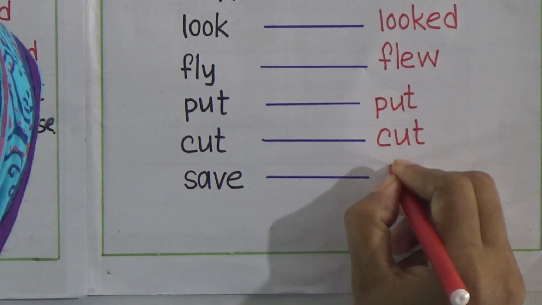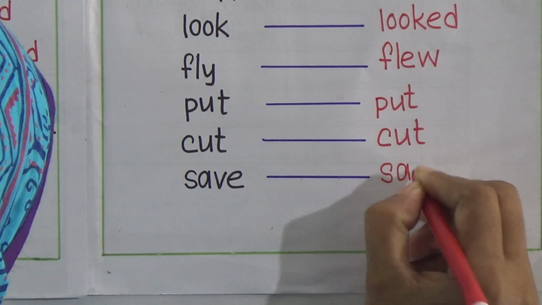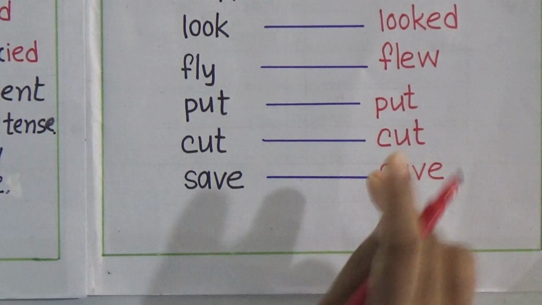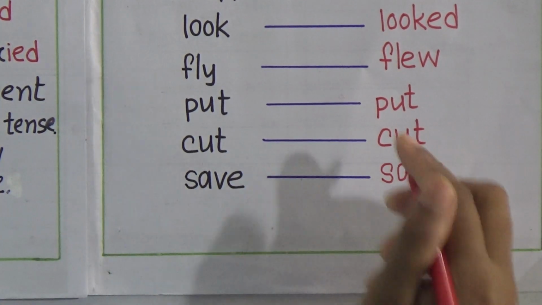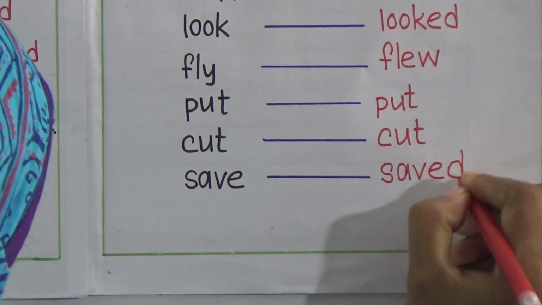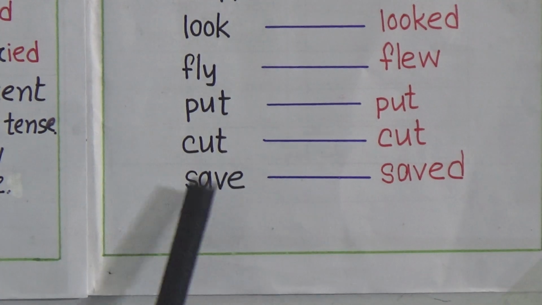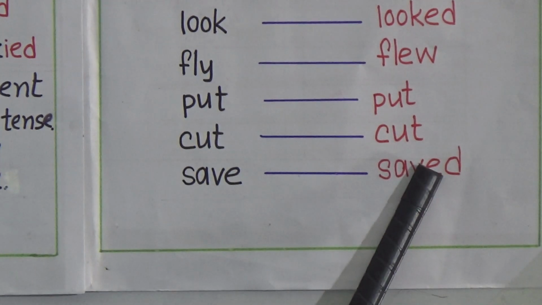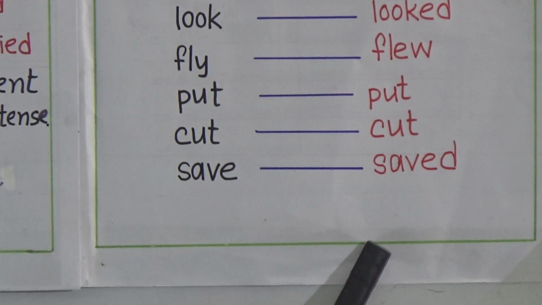Last, save. Save will be saved. S-A-V-E. This is our given word, and we find E at the end, so we have to add only D. Say, said.